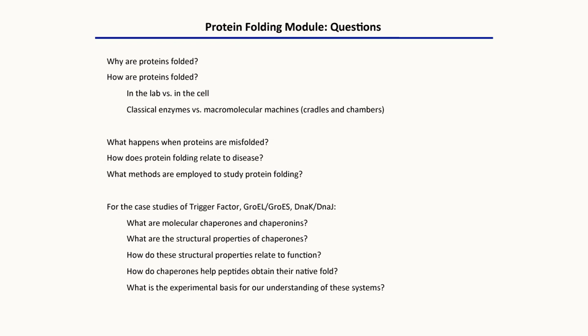And for the case studies we'll look at in terms of cytoplasmic players, we want to understand really what are the structural properties of these different chaperones and their partners. How do their structures relate to function? How do they help peptides attain the native fold? And how good is our understanding of these systems? We'll see in the case of DnaKJ, it's actually pretty difficult to know what they're actually doing here. And really, what is the experimental basis for our understanding?